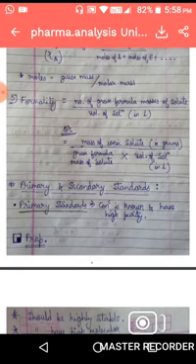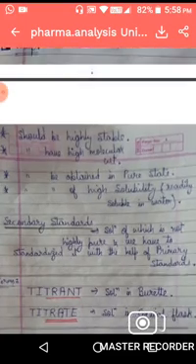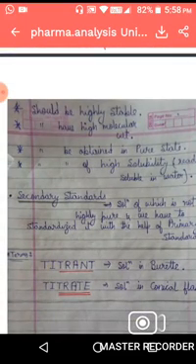Now let's move to primary and secondary standards. Primary standards are those whose concentration is known and they are of very high quality, very high purity. There are some properties of your primary standards. It should be highly stable, it should have high molecular weight, and it should be obtained in pure state. As I mentioned, it is highly pure, so it should be obtained in pure state.